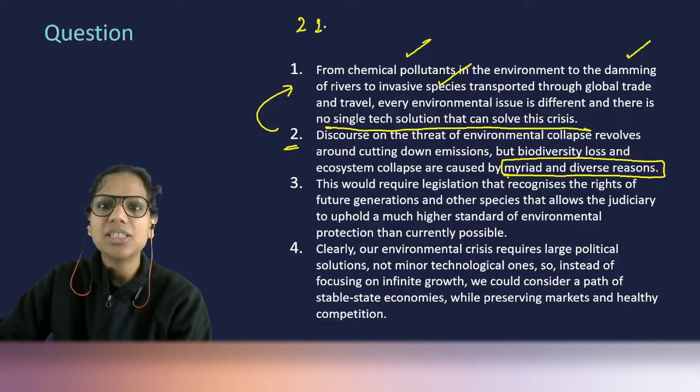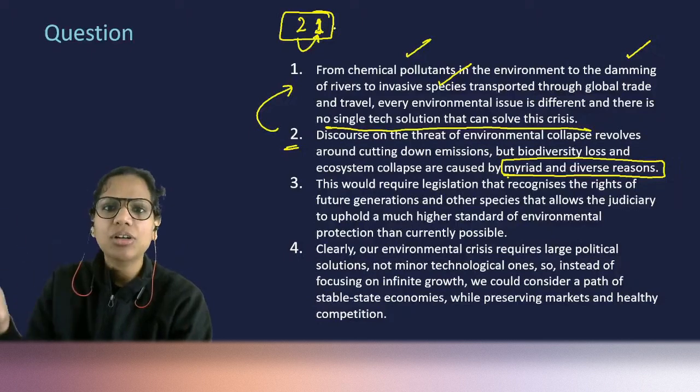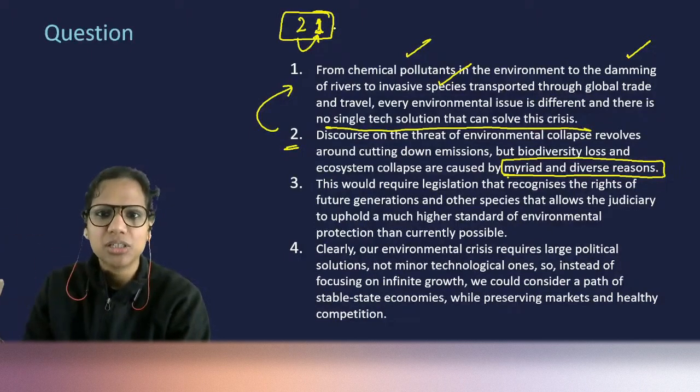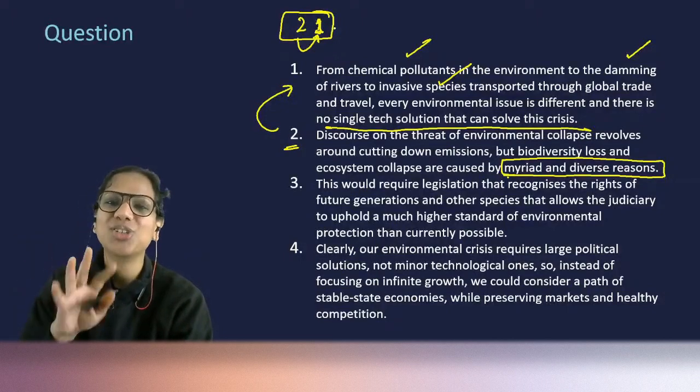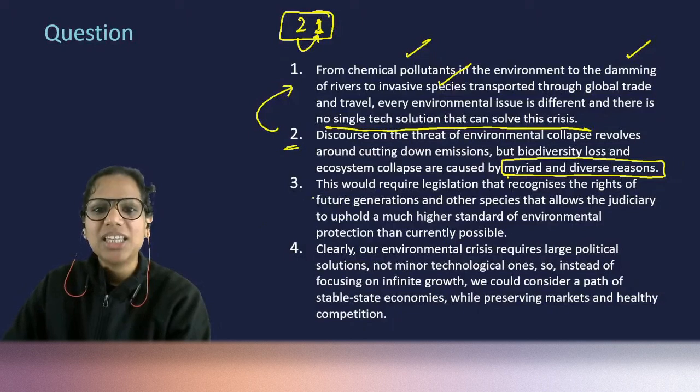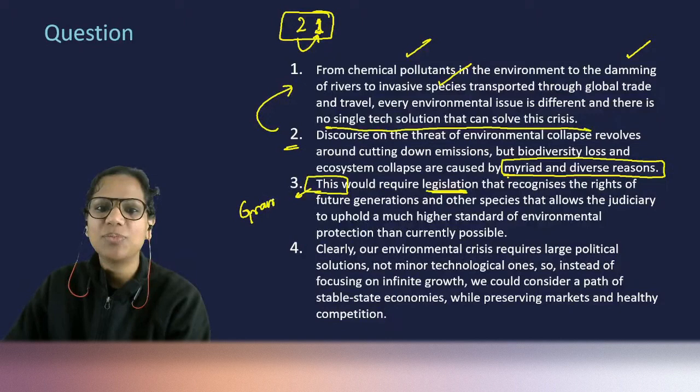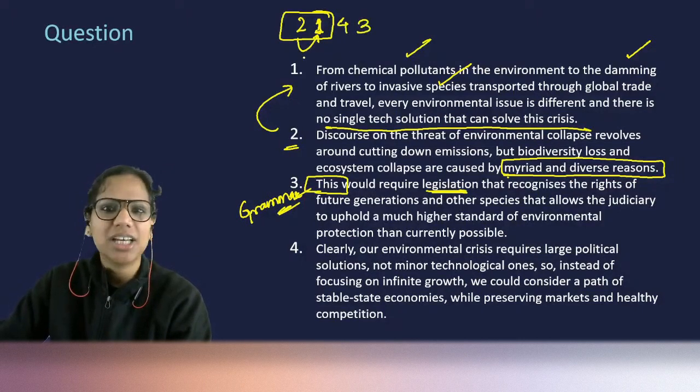So, two and one is a very strong pair here. We talk about diverse reasons, and in one, we talk about the different issues which can have different reasons behind them. Then 3 and 4, they talk about the solution. So, should it be 4 3? Should it be 3 4? Now, see, 3 says this would require legislation. So, this grammar based clue helps us tremendously here. What would require legislation that recognizes the rights? I need to talk about some solution. Okay, need to talk about some step that would require legislation before 3, isn't it? So it should be 4 and then 3, not the other way around.